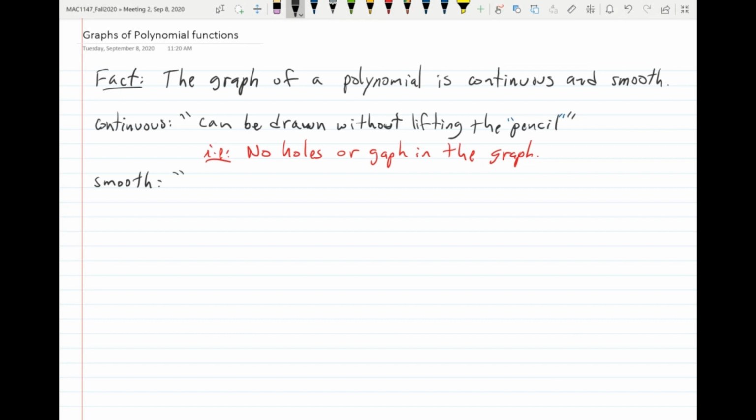In calculus, you're going to learn what it is. Smooth actually means differentiable everywhere. At every point, you have a derivative. You can make sense of tangent lines. But again, that would be a Calculus 1 idea later on. For now, it means no sharp turns. This is the intuition: no sharp turns or corners on the graph.